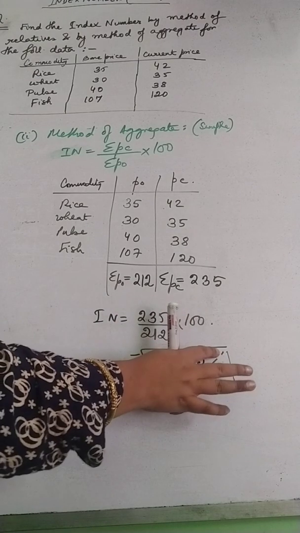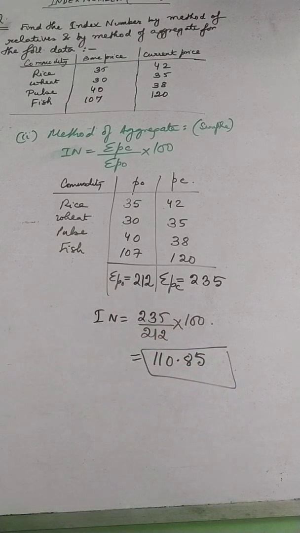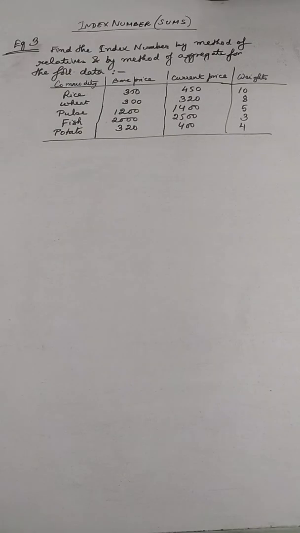So therefore, this is how we calculate for method of relatives and method of aggregate when it is simple data given, that is weights are not given. However, if weights are given, what will we do? Let us do another example, similar type. Next question, example number 3. The first part is the same. Find the index number by method of relatives and method of aggregate for the following data.